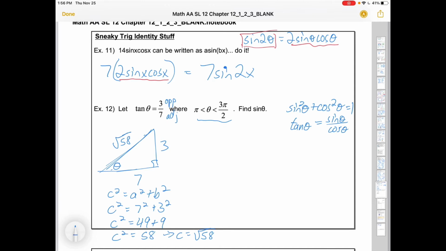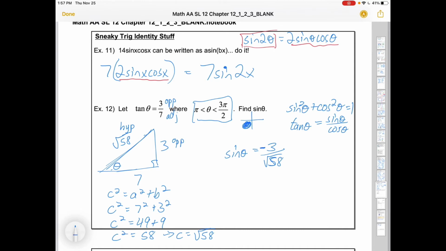There's the triangle that we're talking about. So on that triangle, sine is the opposite over the hypotenuse. So sine theta is going to be 3 over root 58. The only thing we have to worry about here is what quadrant we're in. We are in quadrant 3. So in that quadrant, it's going to be negative.